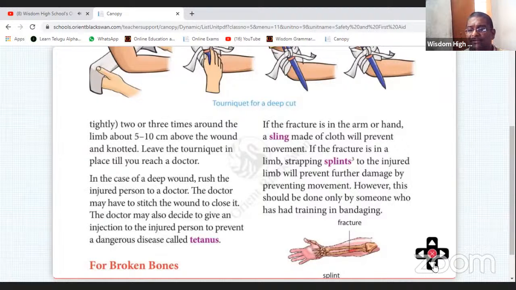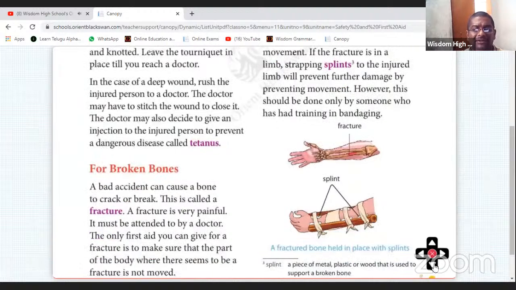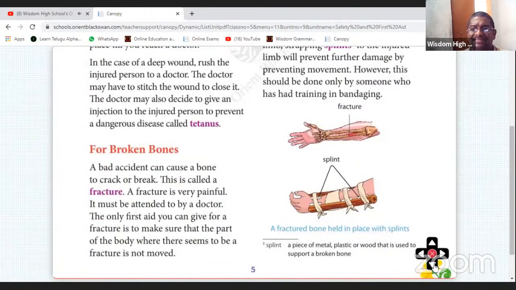Next, for broken bones. A bad accident can cause a bone to crack or break. This is called a fracture. Dear children, concentrate here. A fracture is very painful. It must be attended to by a doctor.